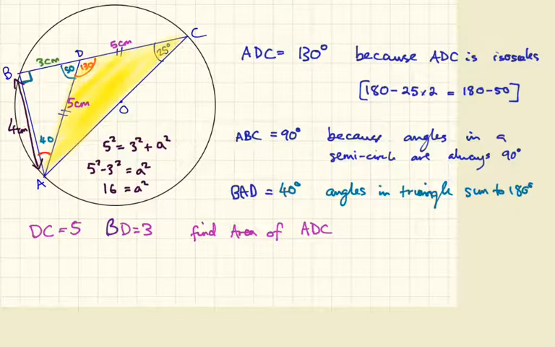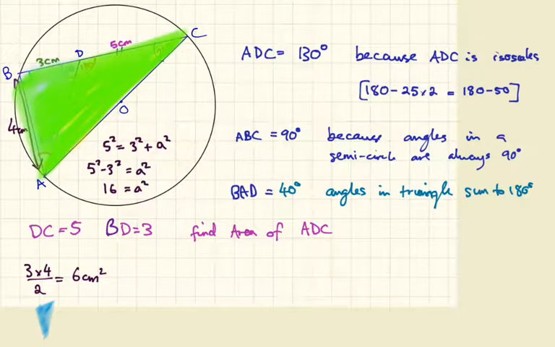So what might we do now? We could work out the area of that blue region there. We have the base is 3 and the height is 4. So the area of that triangle will be the base times the height, 3 times 4 divided by 2. Okay?